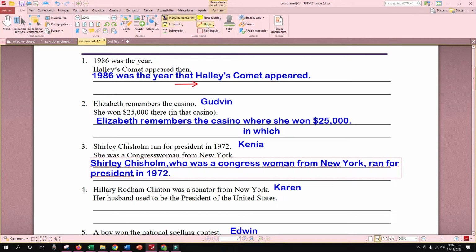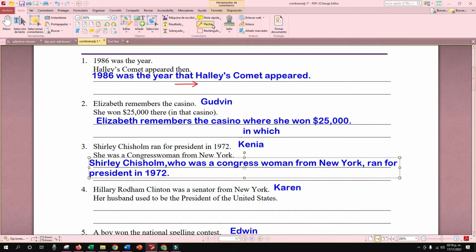So in this case, Kenya, you need to use who, right? Who, that will be that one. Who was a congresswoman from New York, ran for president in 1972. Excellent, Kenya, that's great. You just need to change a little bit that sentence, but that's good. Excellent, thank you, Kenya. What about number 4, Karen?